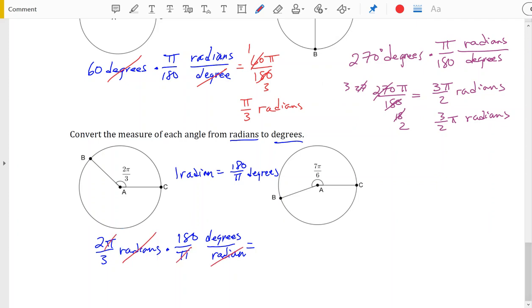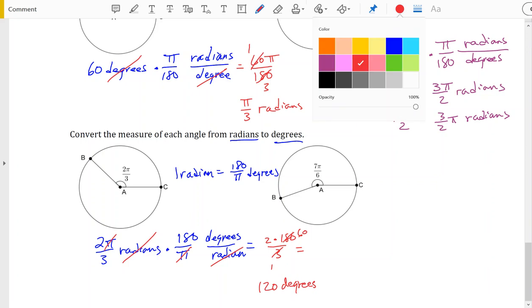The pi's also divide to 1. And we are left with 2 times 180 over 3. And 180 divided by 3, that's just 60. So we are left with 120 degrees. Try the second one on your own. Come back and see how you did.